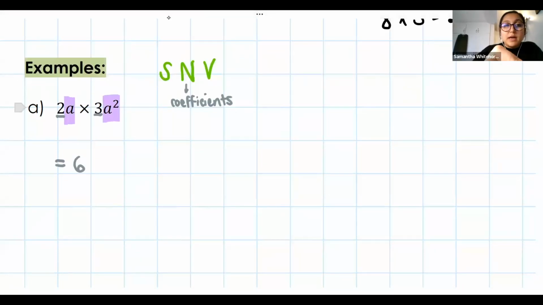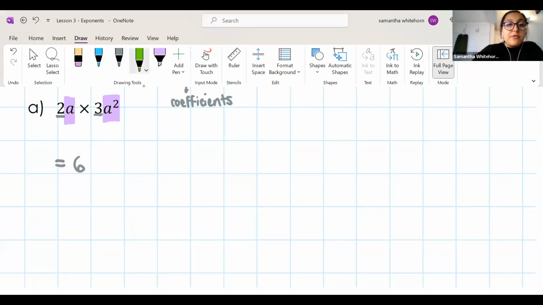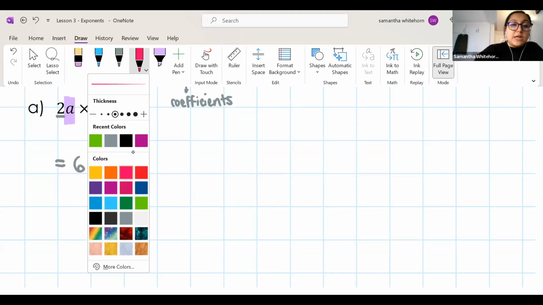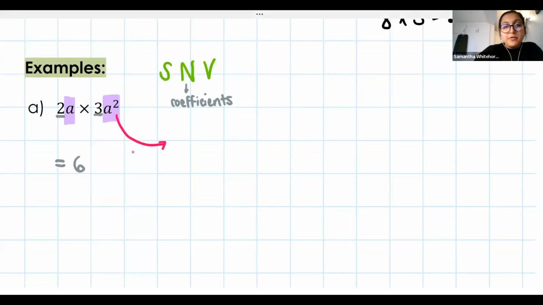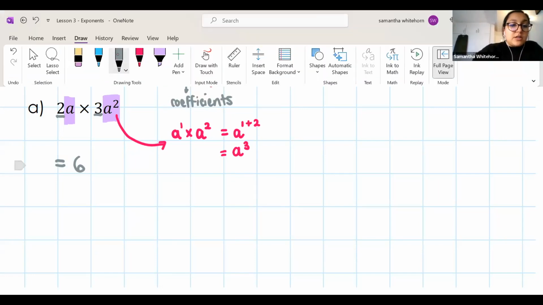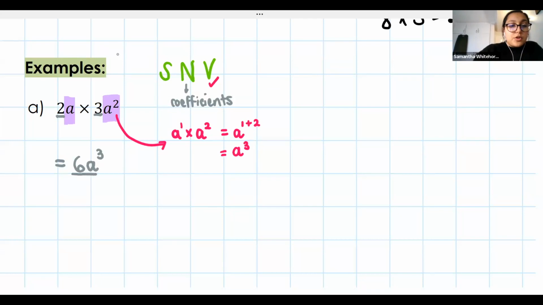And now, because I've got exponents here, I need to go back to my exponent laws. Remember, my first law of exponents dealt with multiplication. My first law of exponents told me that if I'm multiplying the same bases, I add the exponents. Now remember, any variable that has no exponent written there actually has an exponent of 1. And so what we are doing is we are saying a to the power 1 plus 2, simplifying to a cubed. So that is me dealing with my variables. And that therefore means that I've simplified to get a product of 6a cubed.